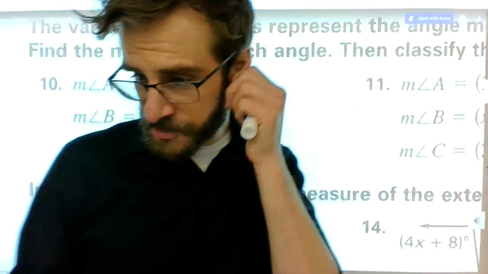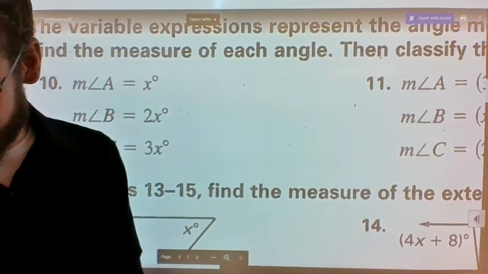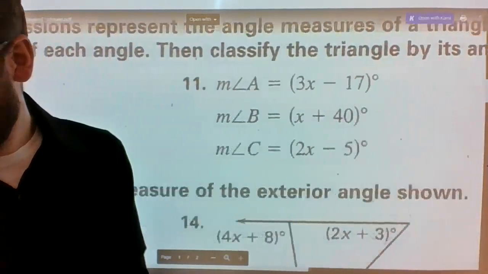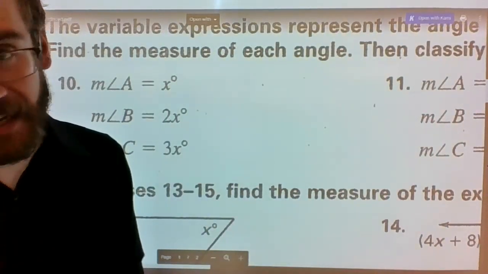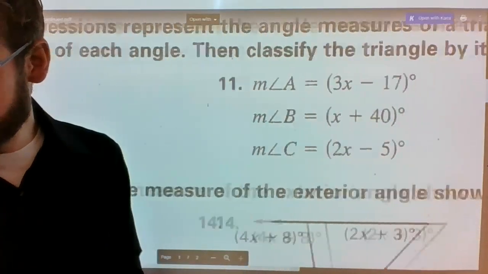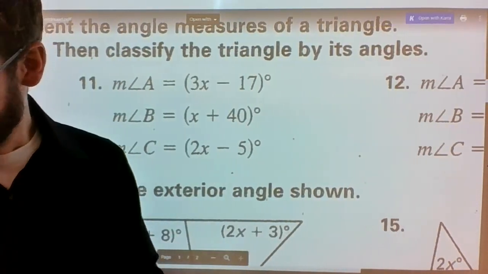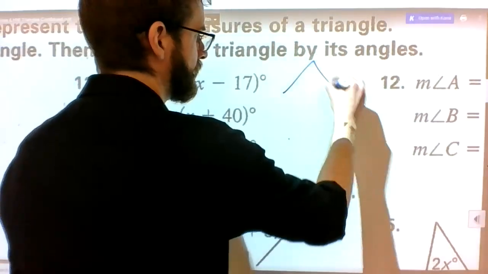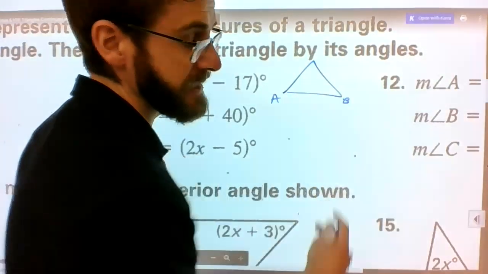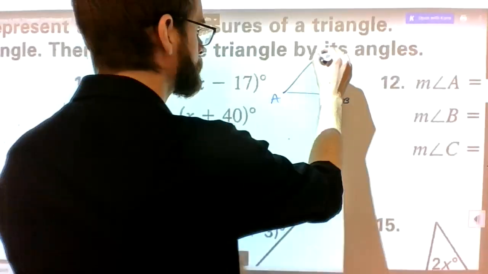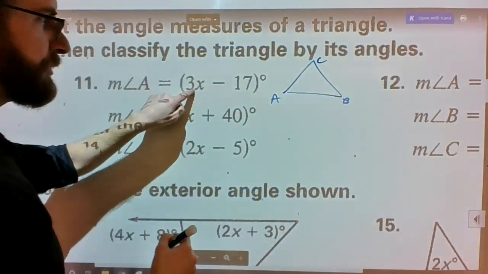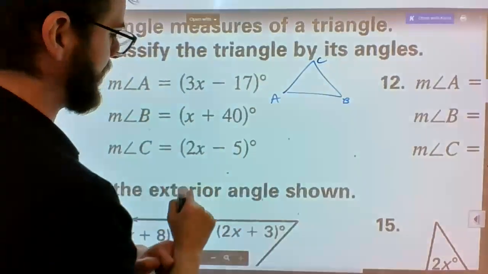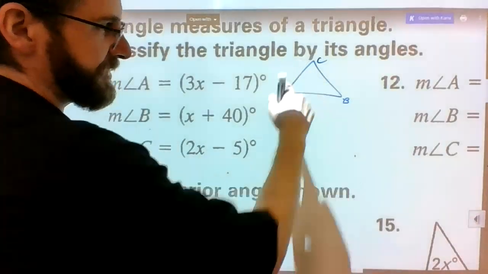It says the variable expression represents the angles inside of a triangle. Find the measure of each angle, A, B, and C. Then classify the triangle by its angles. So this is basically saying we have a triangle ABC, definitely not drawn to scale, in which 3x minus 17 is that angle, x plus 40 is that angle, and then 2x minus 5 is the third angle.